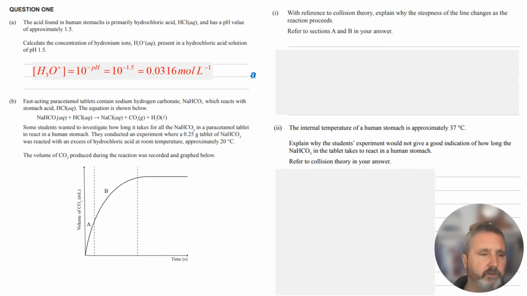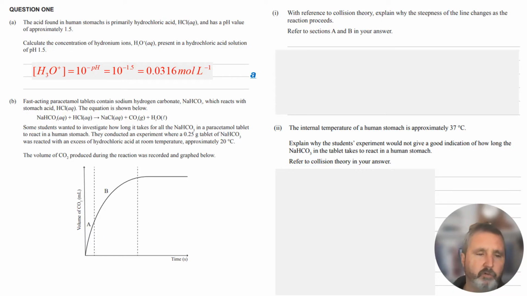Okay, so the next question says that you have these fast-acting paracetamol tablets. They contain sodium hydrogen carbonate, which reacts with the stomach acid. The equation is below. So this is sodium bicarbonate or baking soda. It reacts with the hydrochloric acid. It makes sodium chloride plus carbon dioxide plus water.